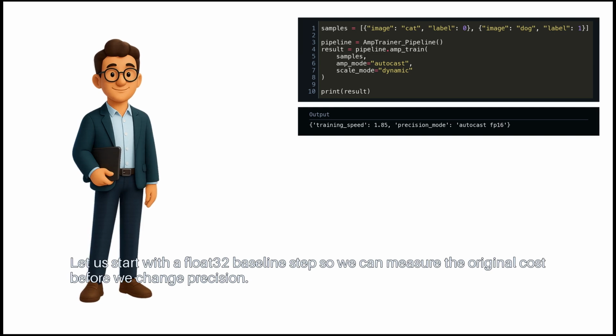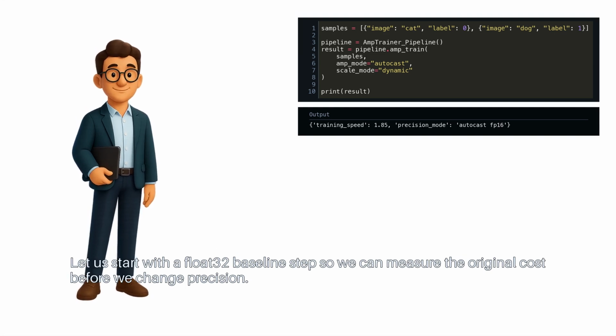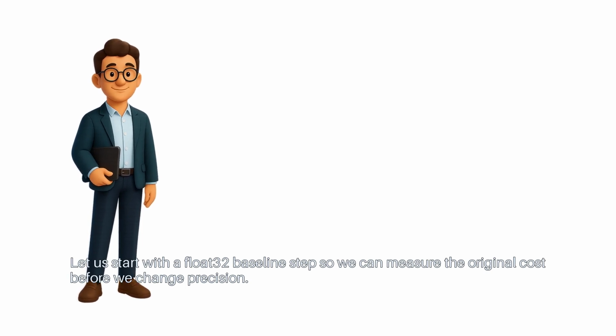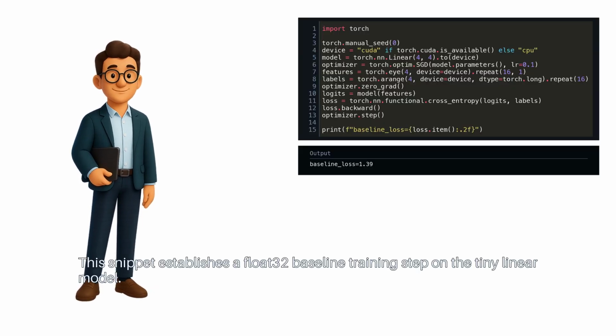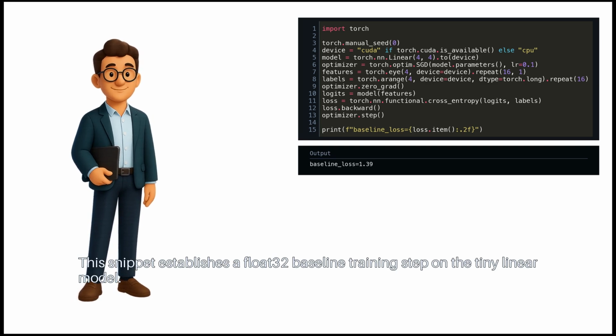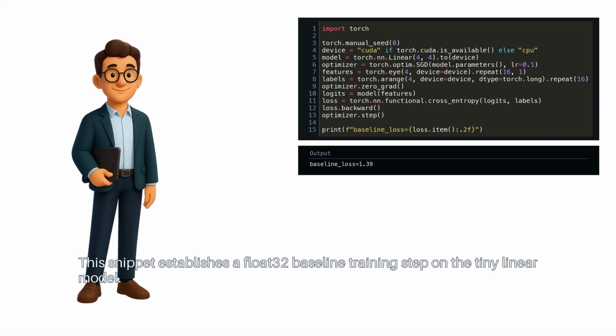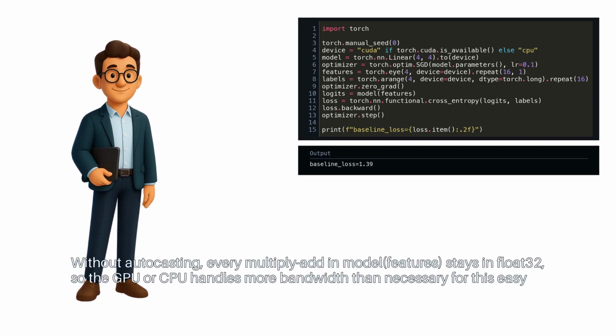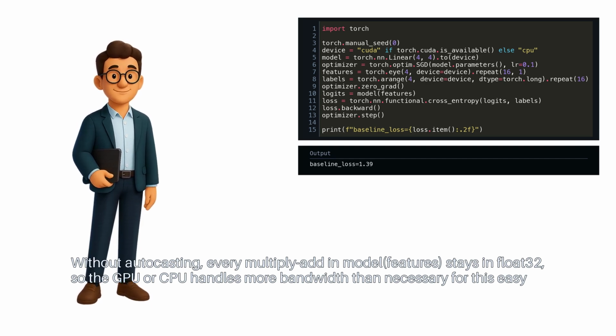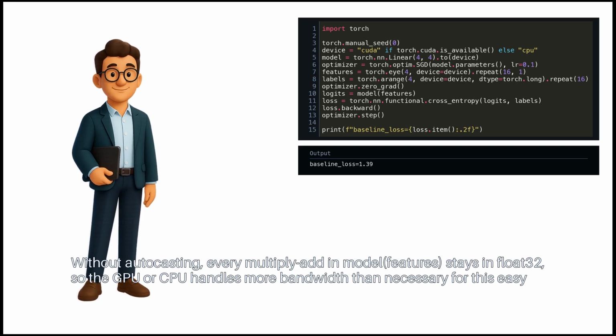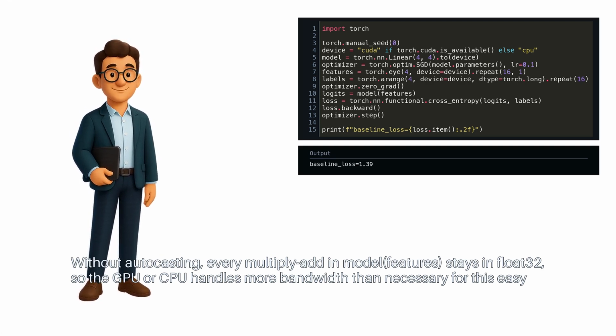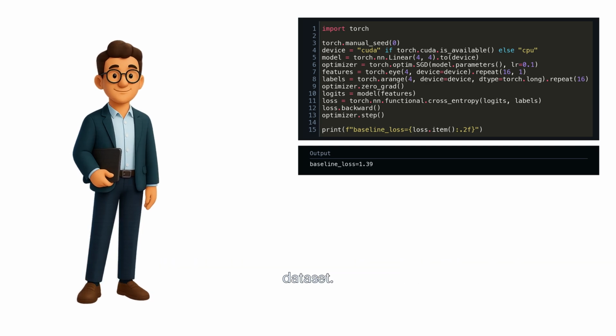Let us start with a float32 baseline step, so we can measure the original cost before we change precision. This snippet establishes a float32 baseline training step on the tiny linear model. Without autocasting, every multiply add and model feature stays in float32, so the GPU or CPU handles more bandwidth than necessary for this easy dataset.